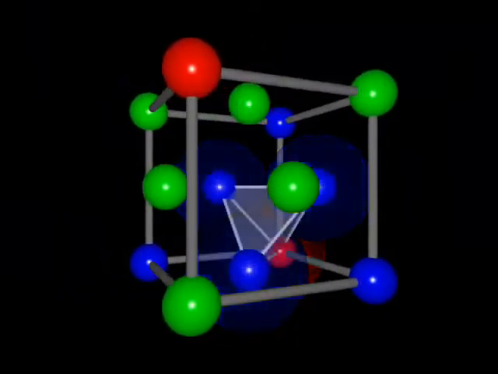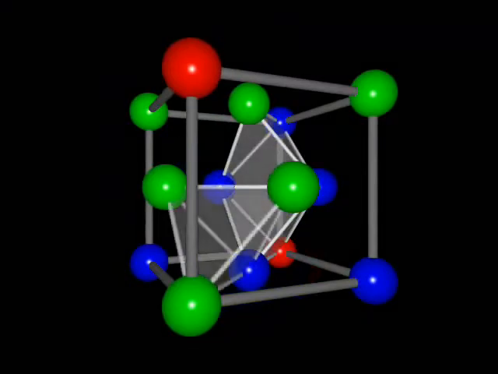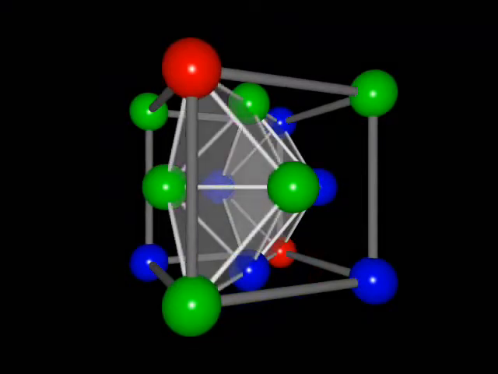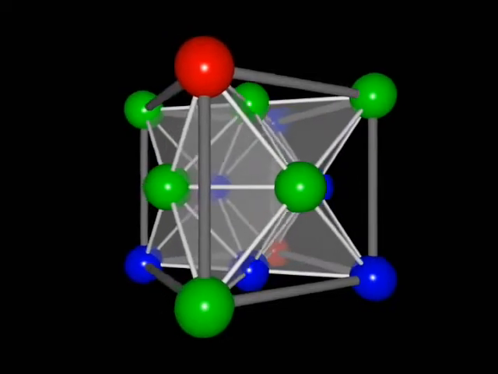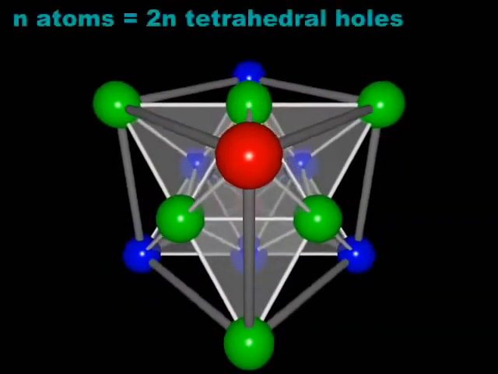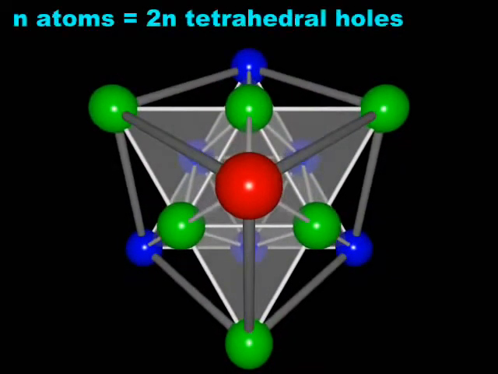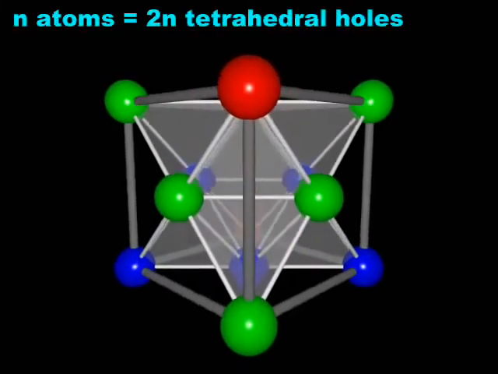As before, we will switch to transparent polyhedra to represent the tetrahedral holes in our face-centered cubic lattice. The cell shown here contains 8 tetrahedral holes at the 8 corners of the cube, and these lie entirely inside the cell. An array of n atoms in a close-packed structure gives 2n tetrahedral holes.